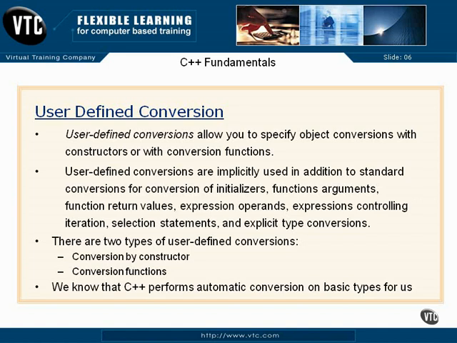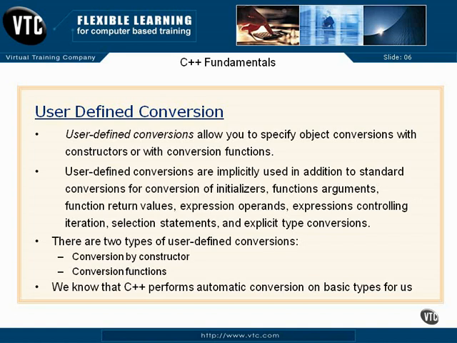They're implicitly used in addition to standard conversions to convert initializers, function arguments, function return values, expression operands, expressions controlling iteration like in a looping environment, selections, and explicit type conversions. Now, like I said, there are two types of user-defined conversions.